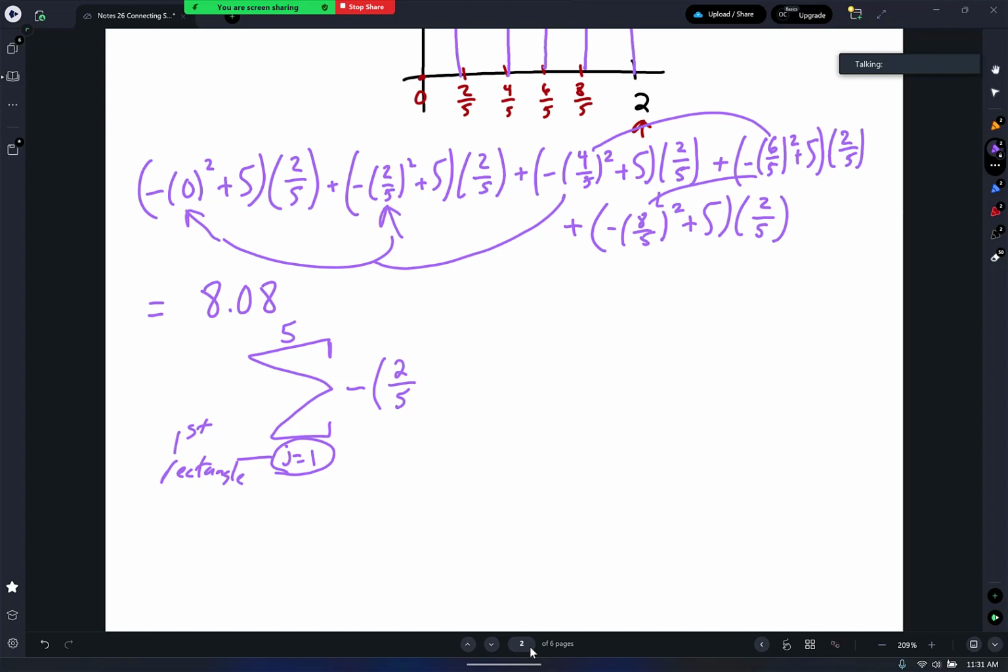Abdul Kareem, you there? Oh, you froze. I was like, I don't know what happened. Okay. I was going to say, could you do J equals 0? You can, but look how weird it sounds to say the 0 rectangle is my first. So it's going to complicate things. Does that make sense? Yeah. So I would always start at j equals 1.